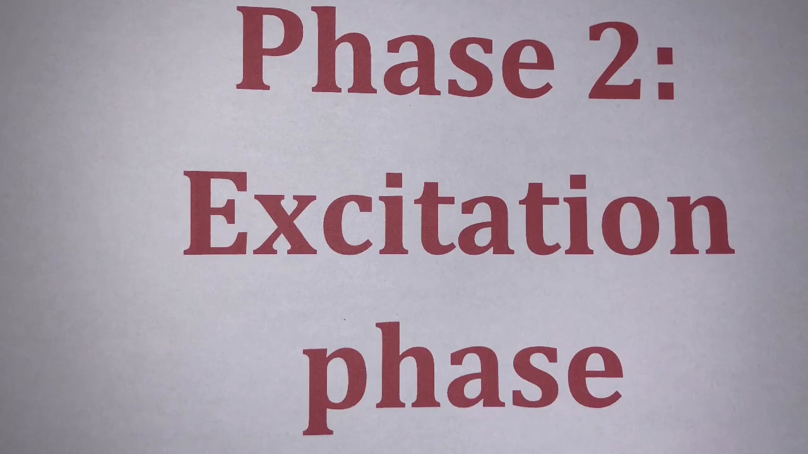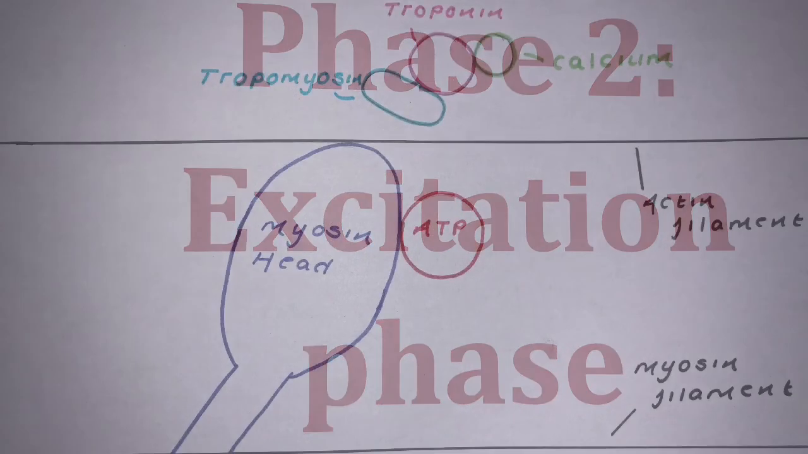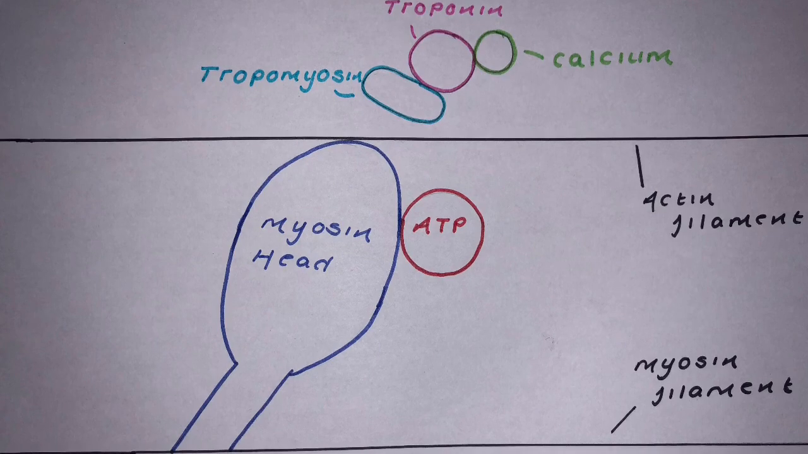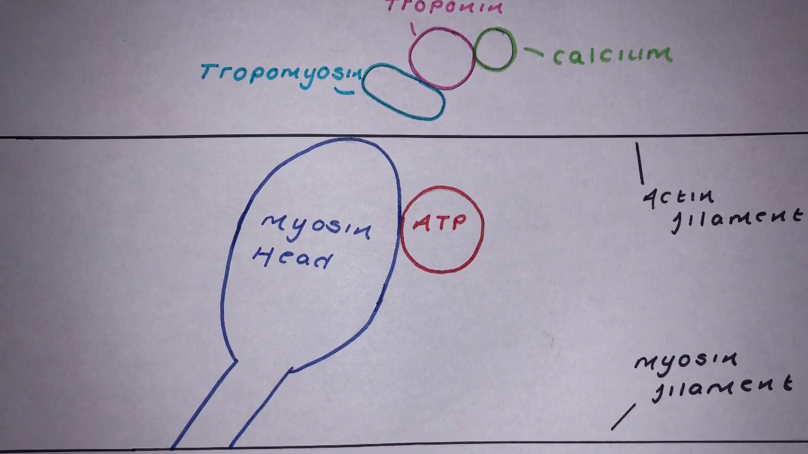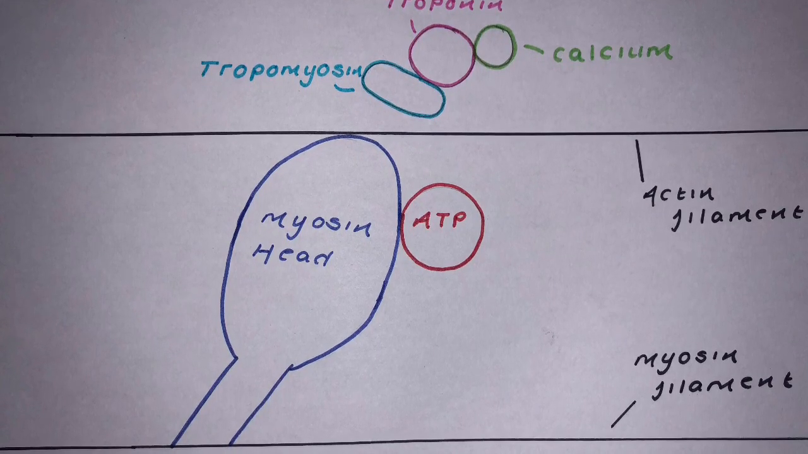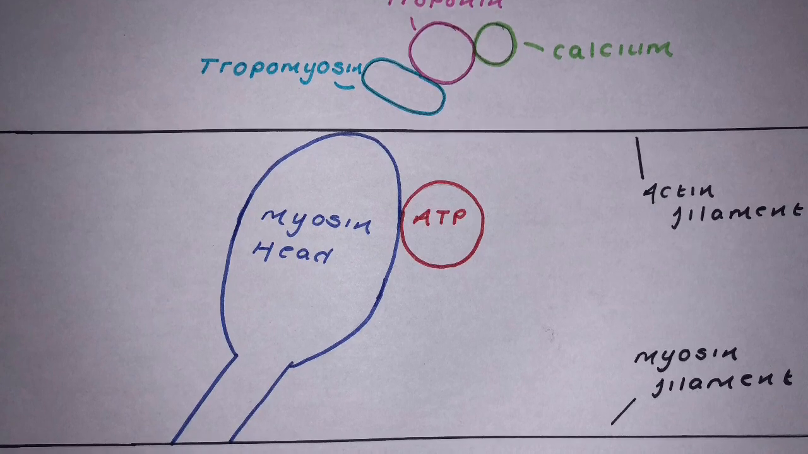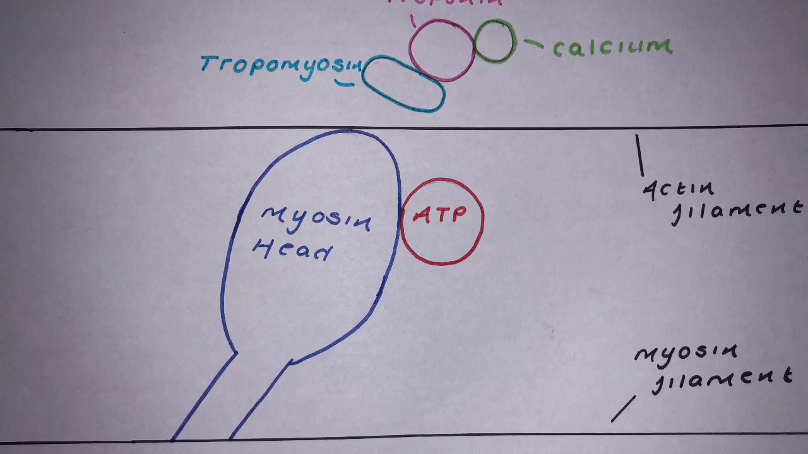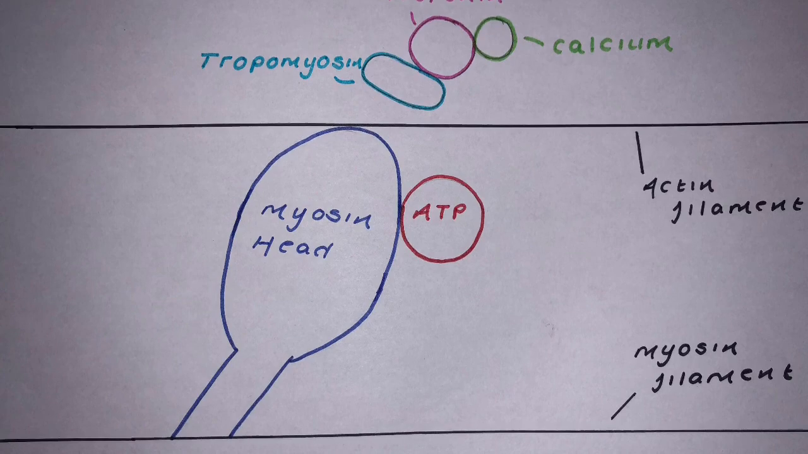Phase 2, excitation phase. In phase 2, the calcium binds to the troponin, changing its shape. The tropomyosin is then pulled out of the binding site. The myosin head can bind, and then it is an actin-myosin cross-bridge.